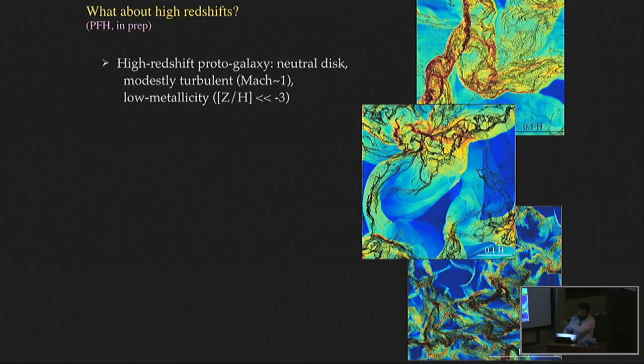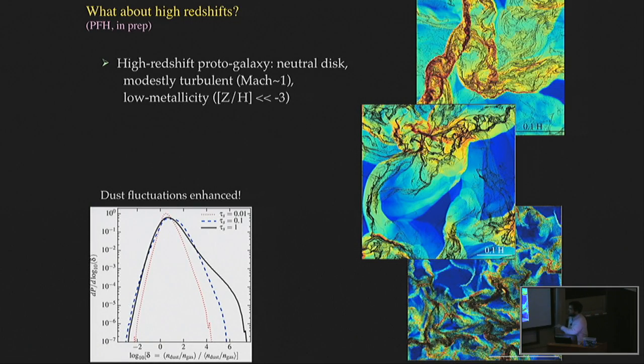So this is a situation we've been simulating, and this is a paper in preparation. It turns out these conditions actually enhance the dust-to-gas fluctuations. These different curves assume different dust sizes, effectively. So for the most massive, largest dust grains, a tenth of a micron to a micron, you can get these very large fluctuations in the dust-to-gas ratio, up to a million times the mean.